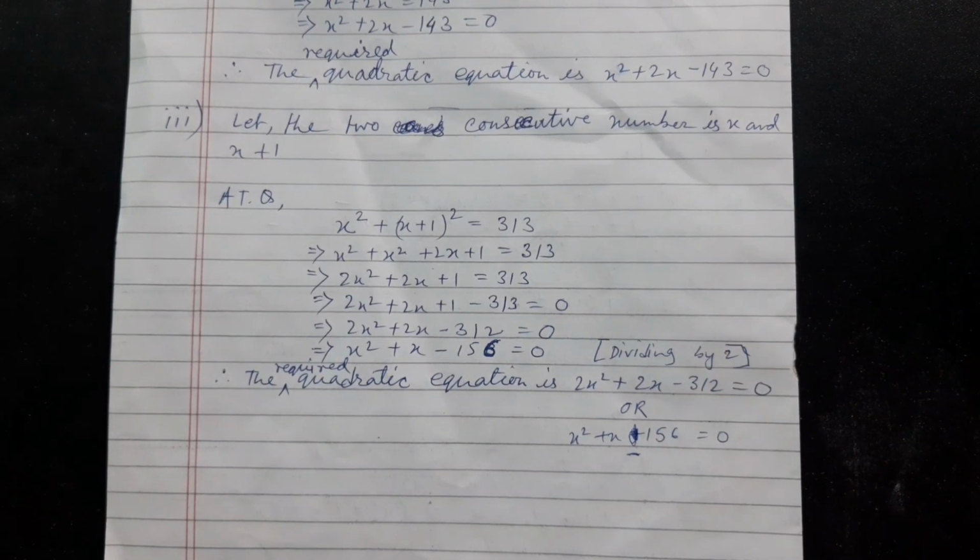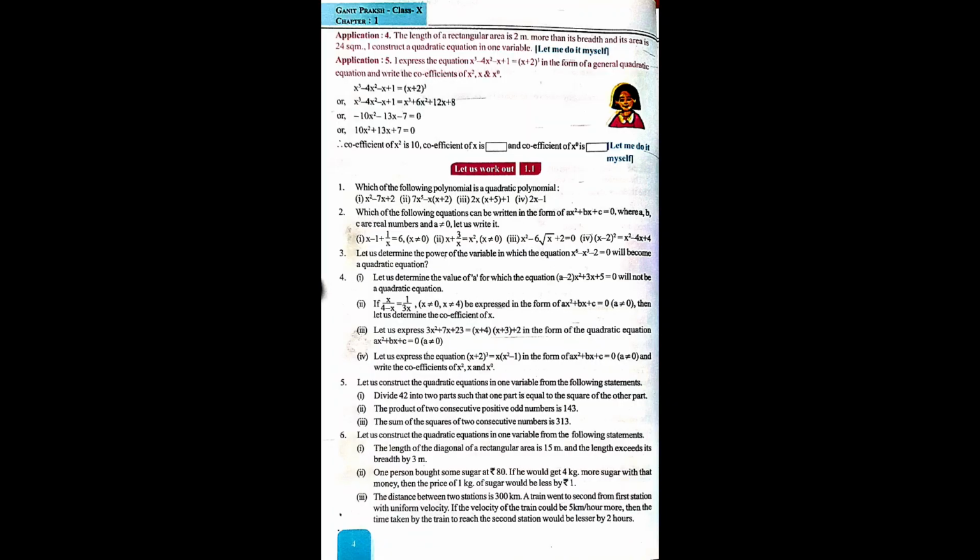Okay, third part is complete. So question 5 is complete. Now question 6. Let us construct the quadratic equation in one variable from the following statement.